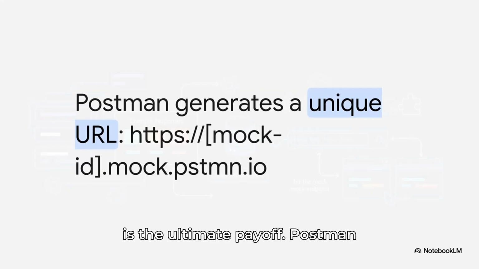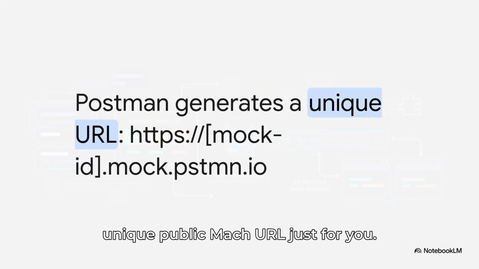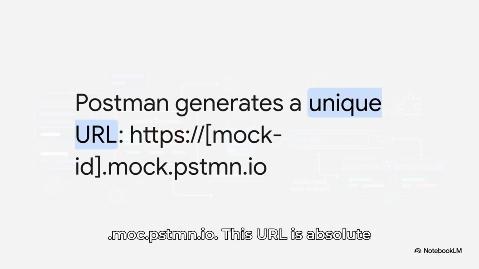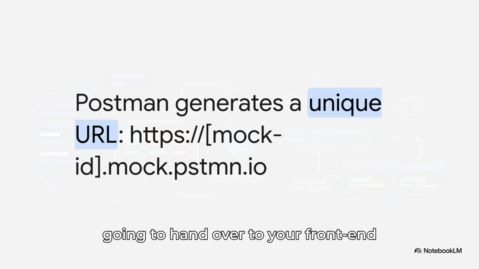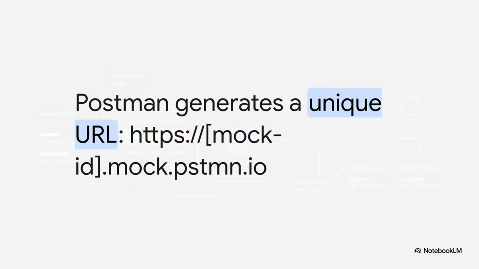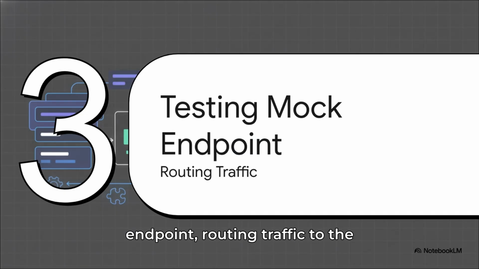And right here is the ultimate payoff. Postman instantly generates a unique public mock URL just for you. It usually looks like HTTPS followed by a long string of numbers and letters, then .mock.pstmn.io. This URL is absolute gold. This is the fake address you're going to hand over to your front-end application to route all of your testing traffic toward. Section 4. Testing the mock endpoint.